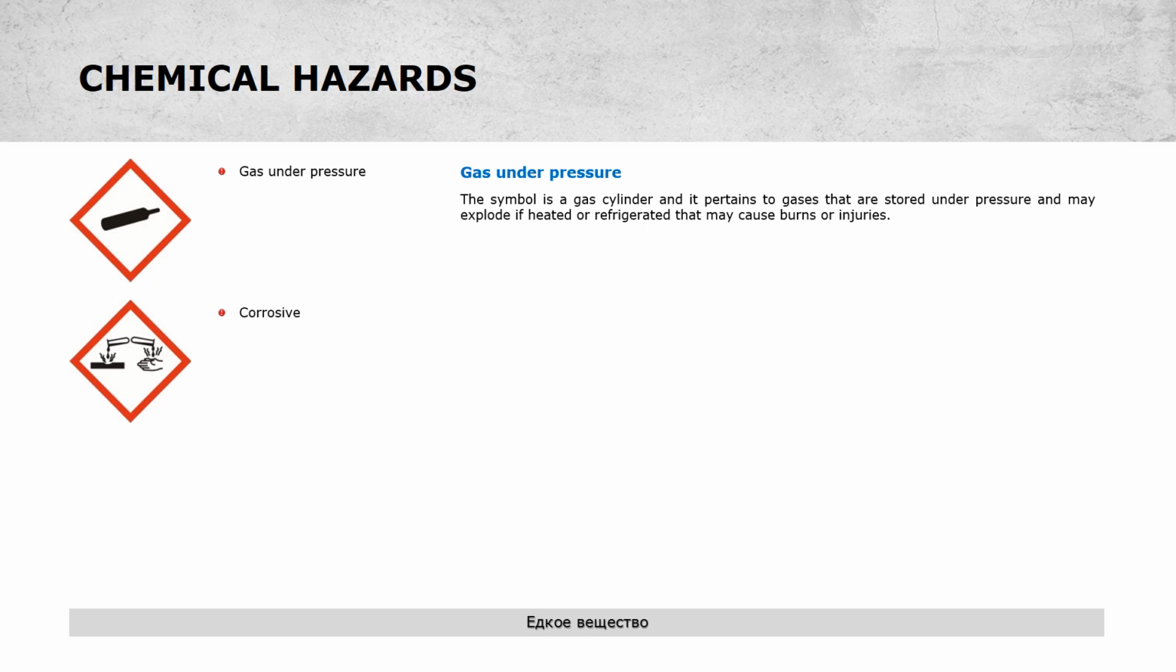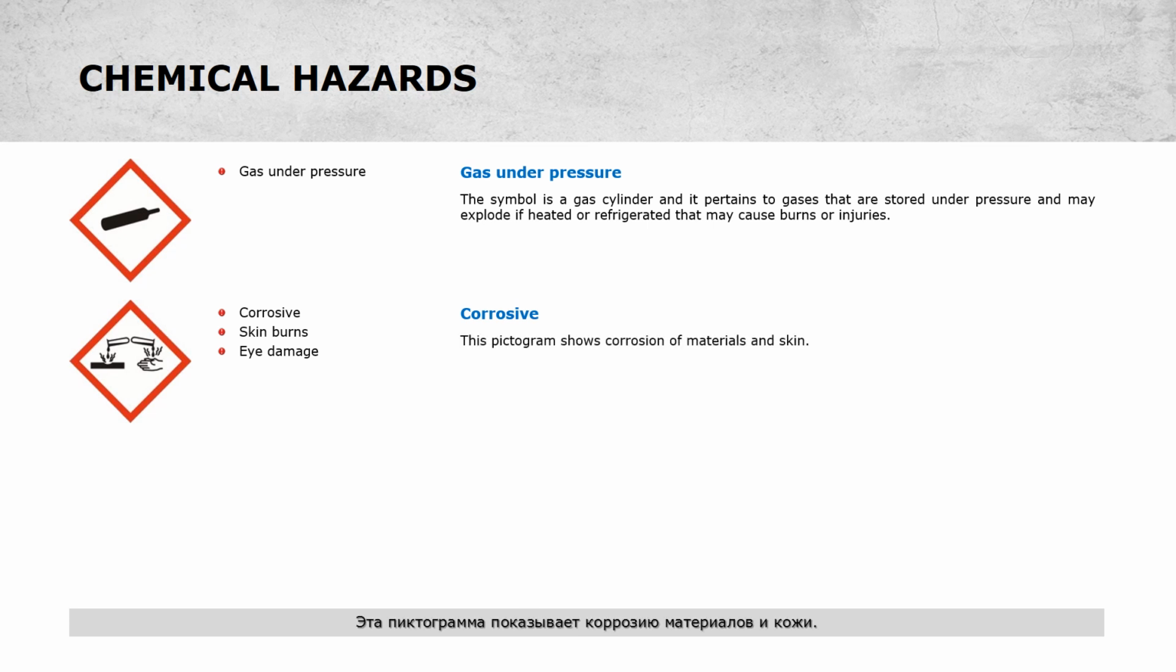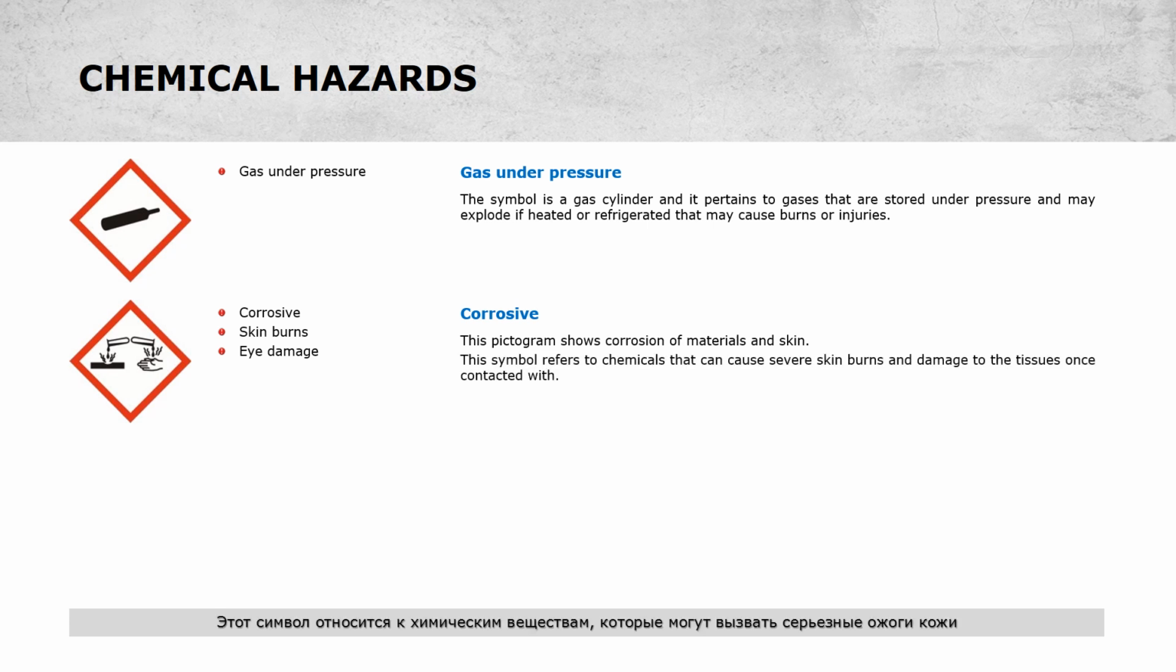Corrosive. Skin burns. Eye damage. Corrosive. This pictogram shows corrosion of materials and skin. This symbol refers to chemicals that can cause severe skin burns and damage to the tissues once contacted with.